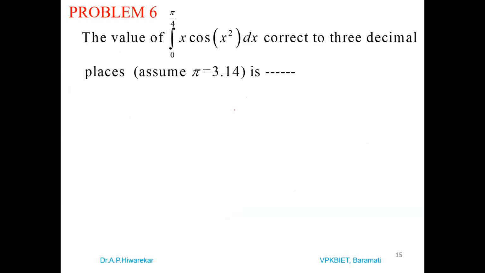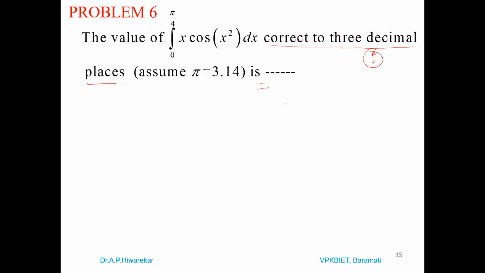So the next problem is the value of integration x cos of x square dx from 0 to 1, 0 to pi by 4, correct to 3 decimal places. So this is also a numerical answer. Options are not given. You have to calculate and you have to substitute, and you have to follow these instructions. Though you have calculated very correctly, you have to understand what exactly should be our answer up to 3 decimal places.